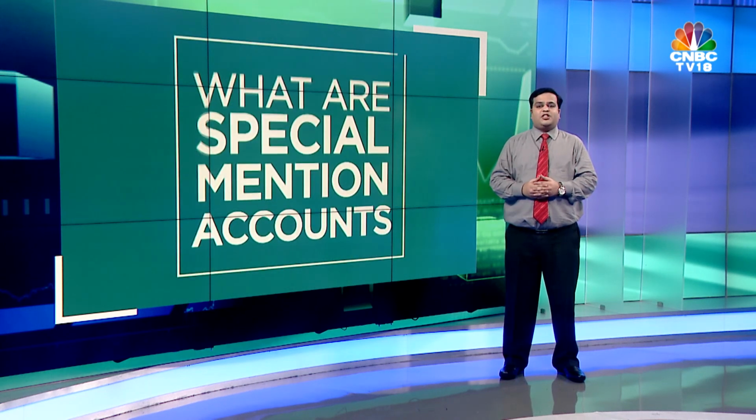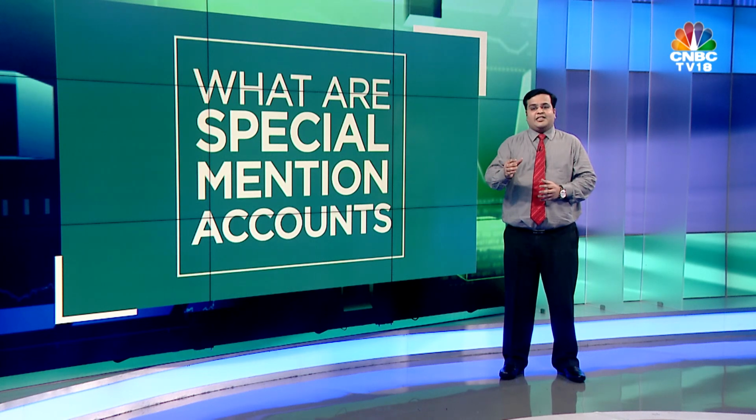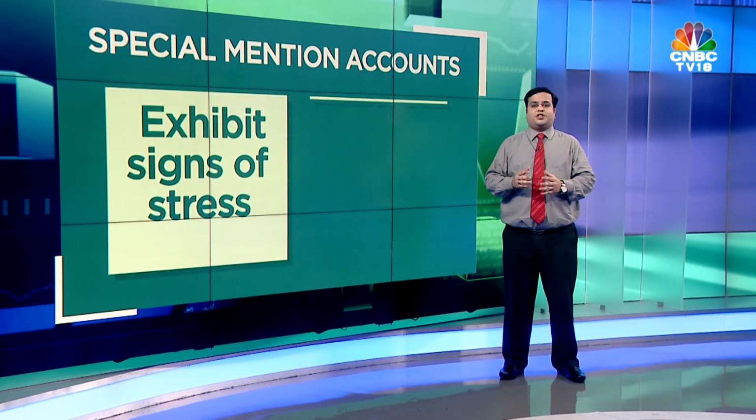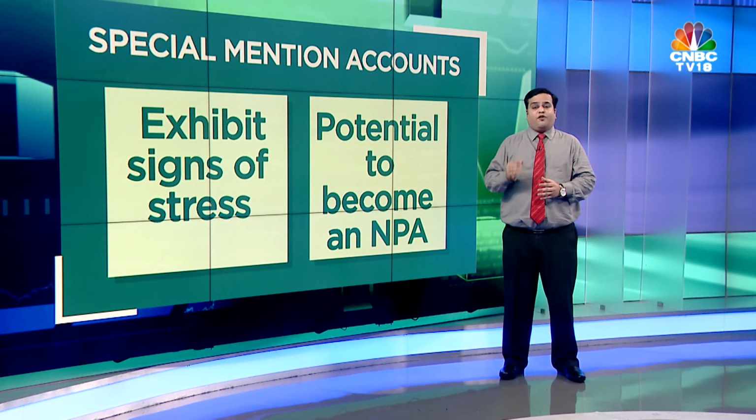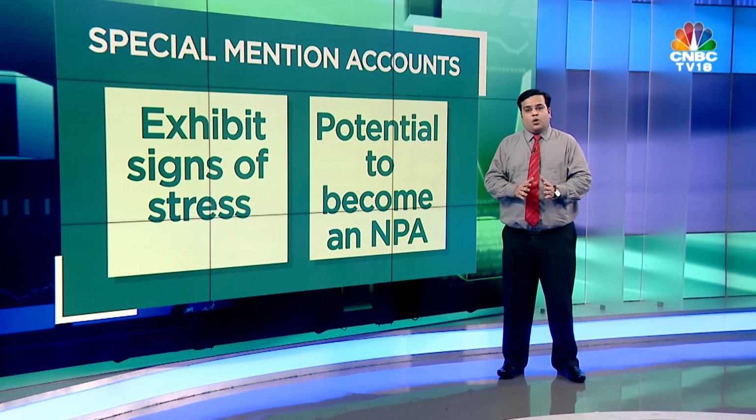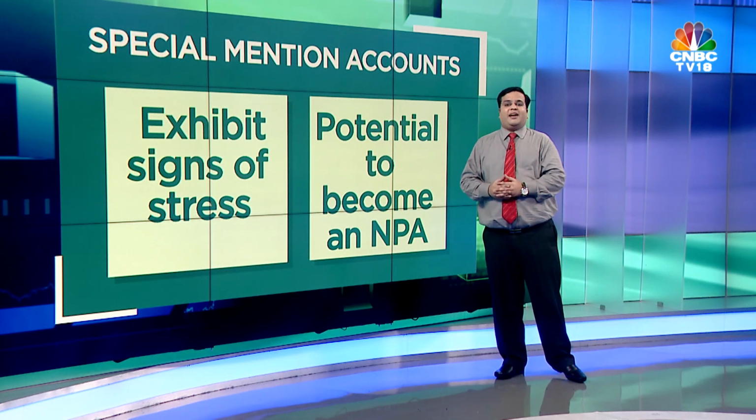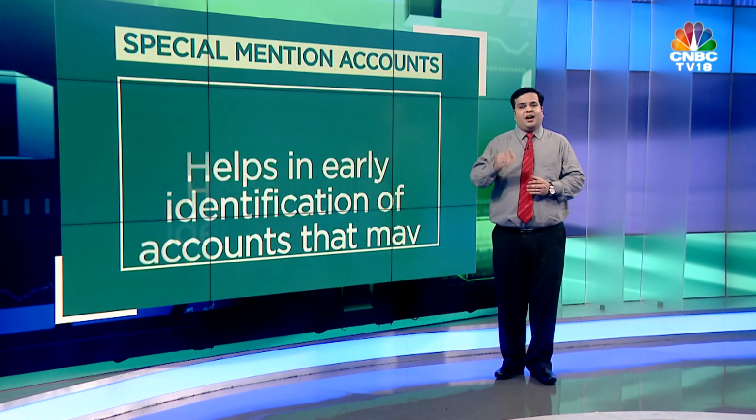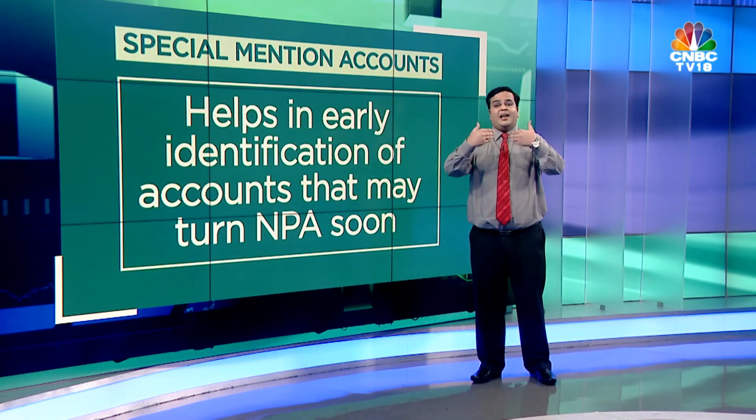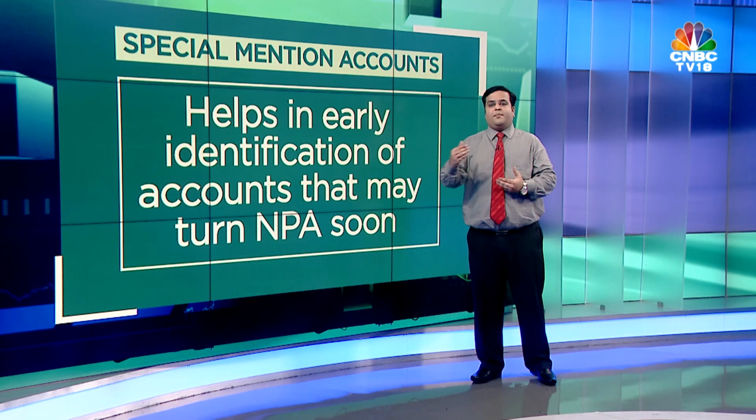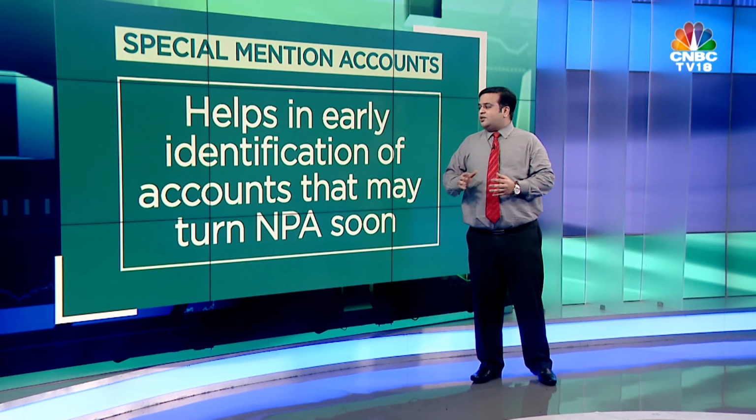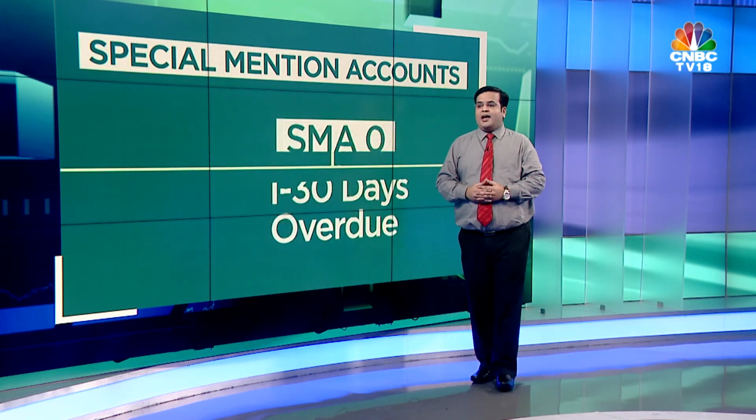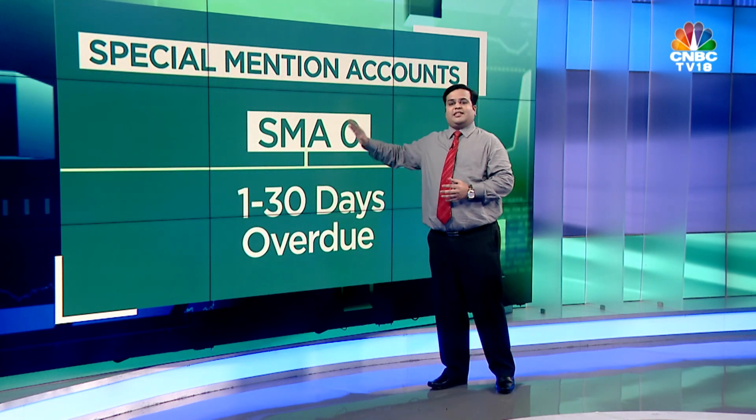RBI came out with special mention accounts, which exhibit signs of incipient stress resulting in the borrower defaulting in timely servicing of their debt obligations, though the account has not yet been classified as NPA as per RBI guidelines. This is done so that early recognition of such accounts will enable banks to initiate timely remedial actions to prevent their potential slippages into NPAs. So, there are three categories of SMA: SMA 0, SMA 1, SMA 2.